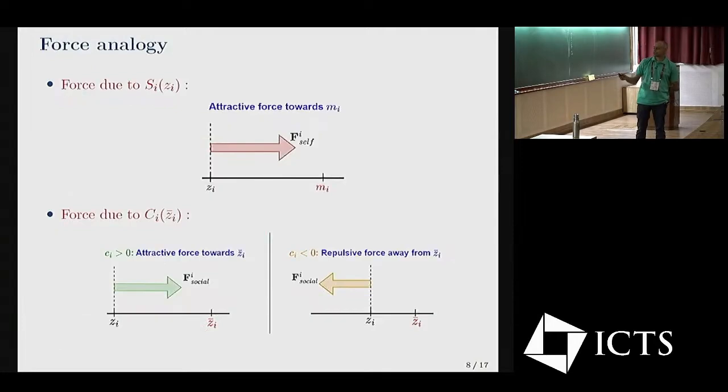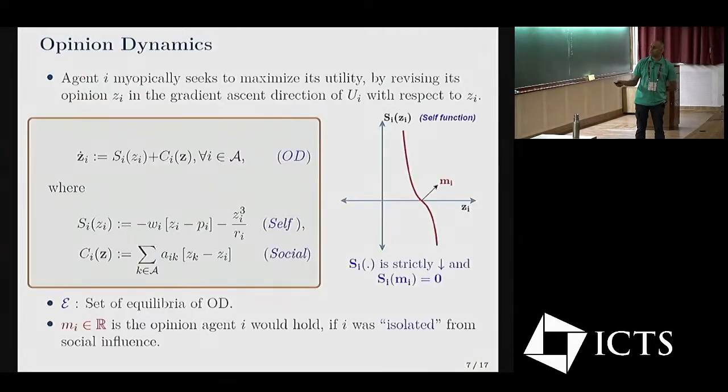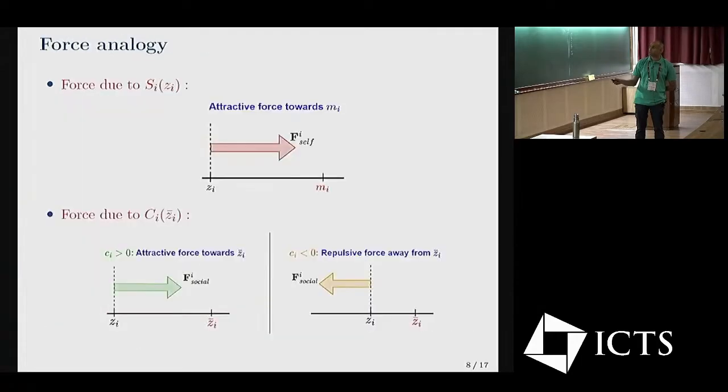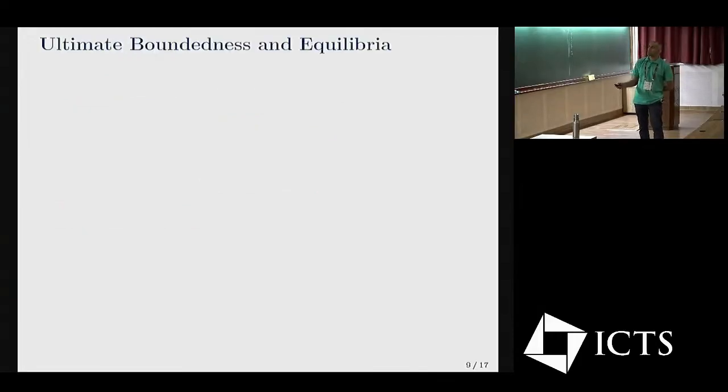So broadly, we can think of it as, on this agent i, a couple of different forces are acting. This so-called self force, or force due to the self term, and this social term. I think that is somewhat obvious, so I'll go ahead.